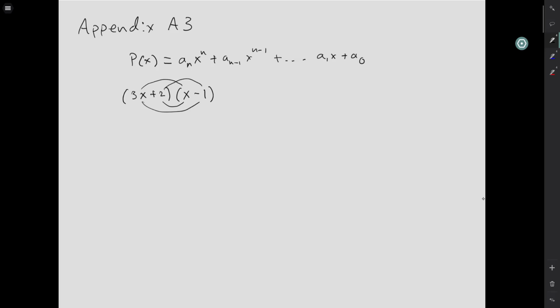So we end up multiplying 3x with x. We get 3x squared. Oh, not plus, but minus 3x plus 2x minus 2. And then we combine any like terms that we end up with at this step.